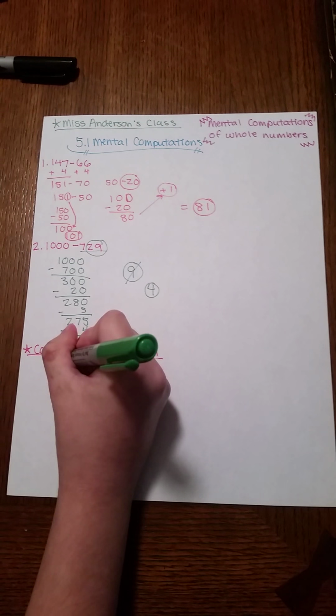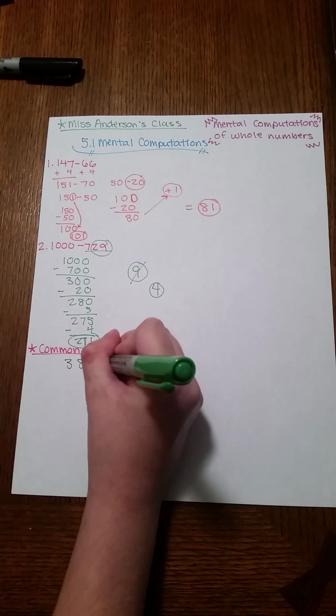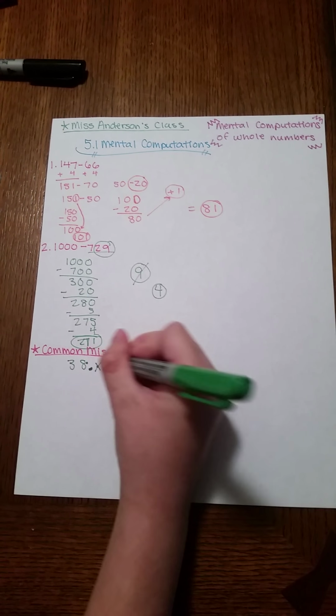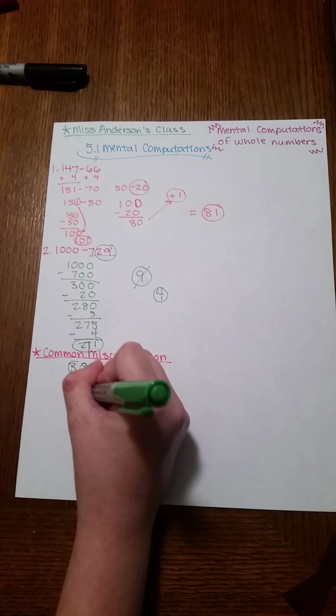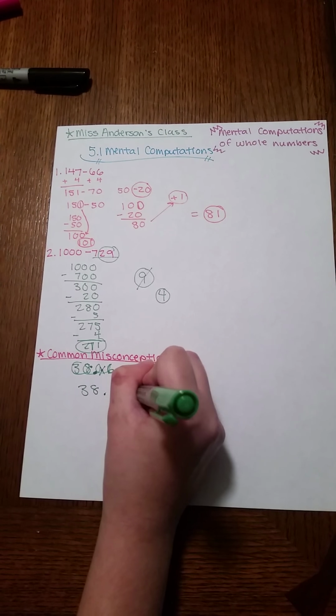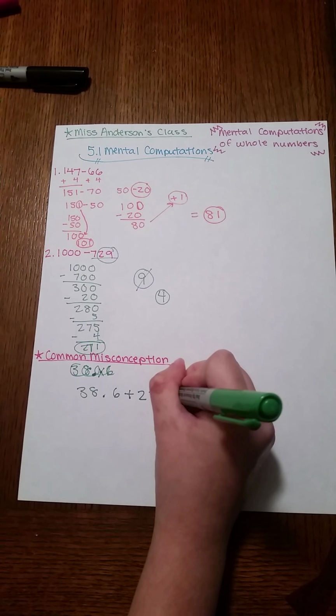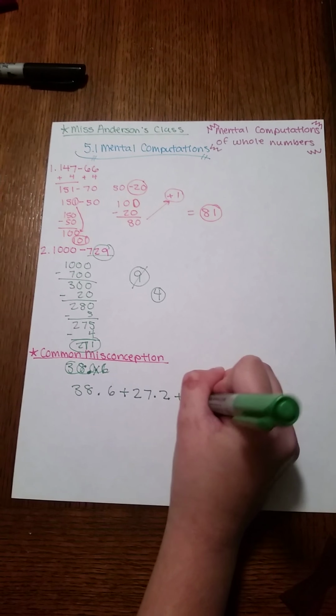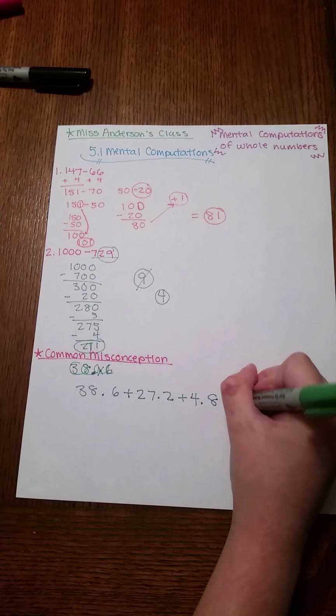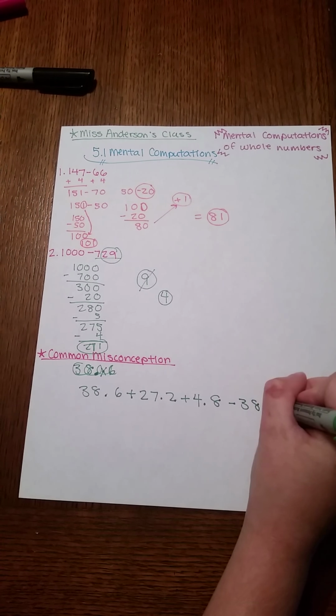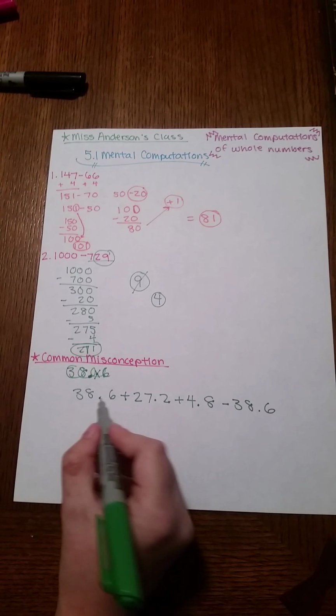We have 38.6 plus 27.2 plus 4.8 minus 38.6. Wow, that's a lot of numbers, right? And look at all the decimals we have this time. That is a lot. So what we're going to do here to make this a lot easier on ourselves is look for common numbers.